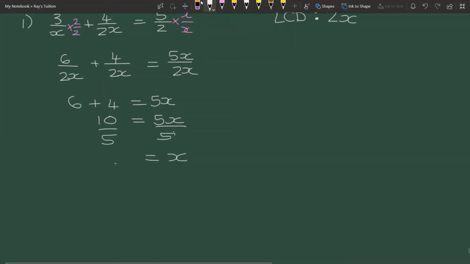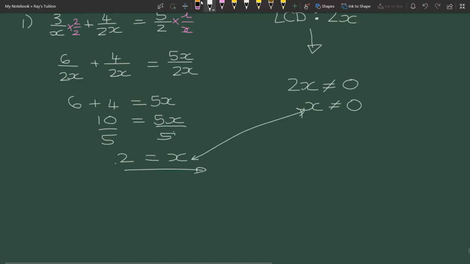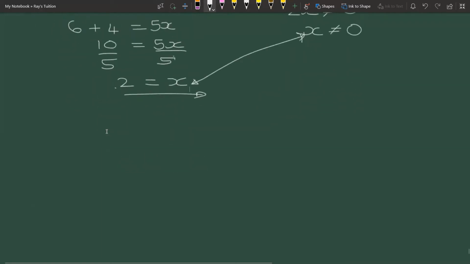Okay, so let's move on to the next one. Oh, before we move on, actually, when we have an LCD with an x in it, you should always state the restriction of the values. So in this case, 2x is not allowed to equal 0, which means x is not allowed to be 0. So in addition, we usually also state our restrictions. x is not allowed to be 0, because then we will have an undefined term with x in the denominator.